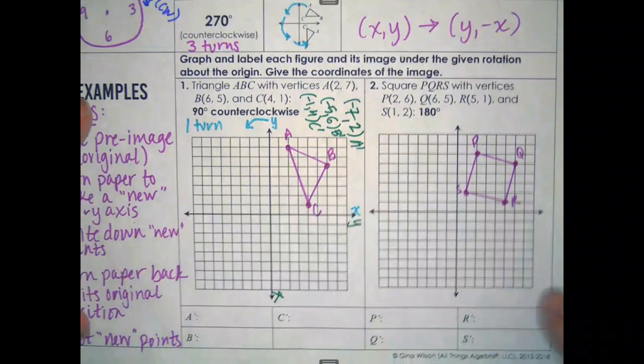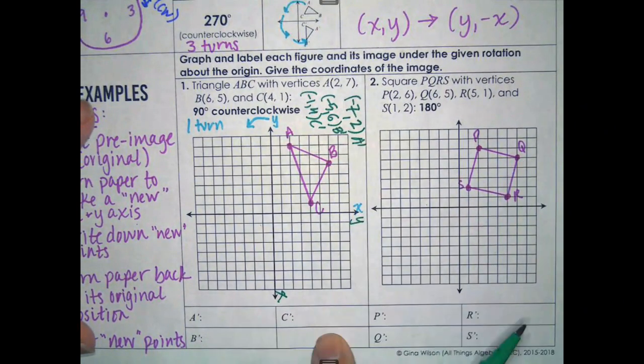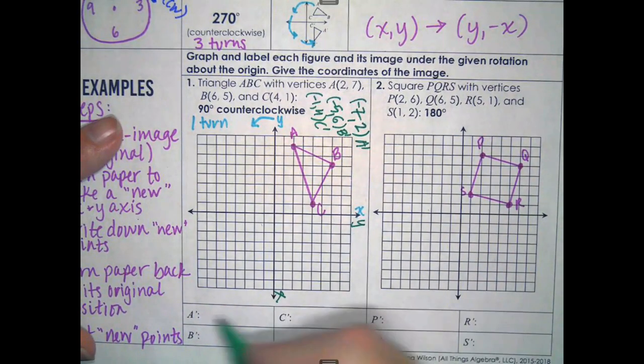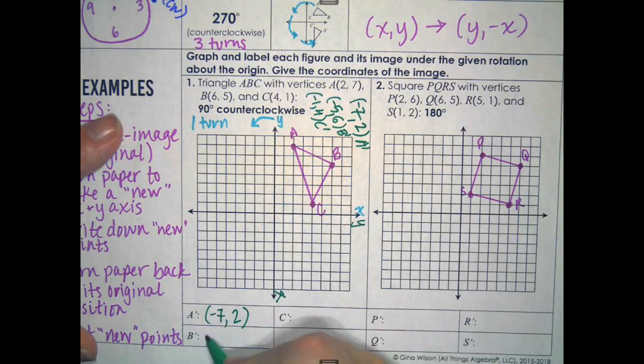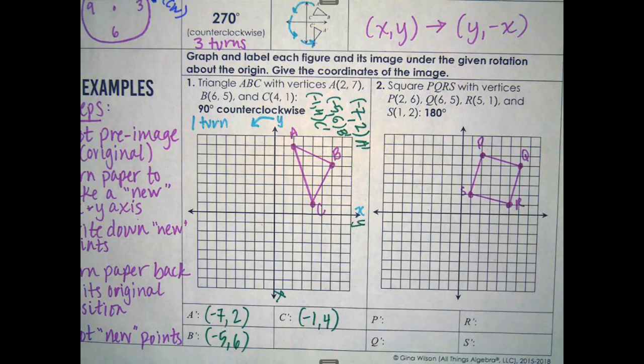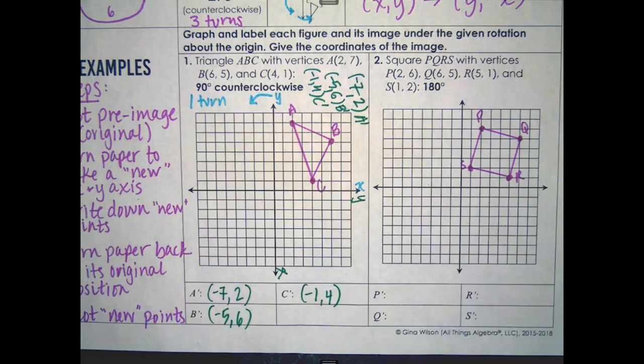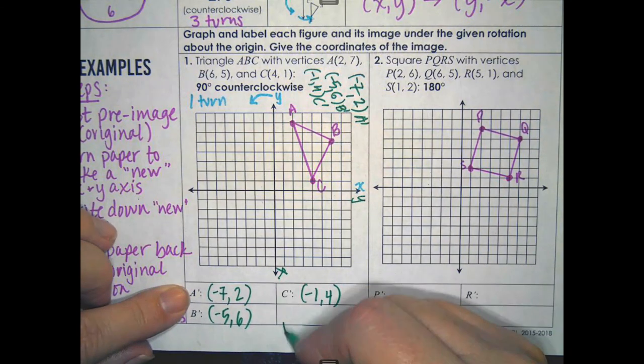Now I'm turning my page back to its original position, and see how I have these points written sideways, which is totally fine. I'm just going to copy them down here so I can read them a little bit easier. So we said A prime was -7, +2. We said B prime was -5, +6. And we said C prime was -1, +4. Now, if this were an IXL or a Delta Math and it's just asking for what are the new ordered pairs, you can stop right here. But if it asks you to graph it, you have to go to the very last step. These are our new points.